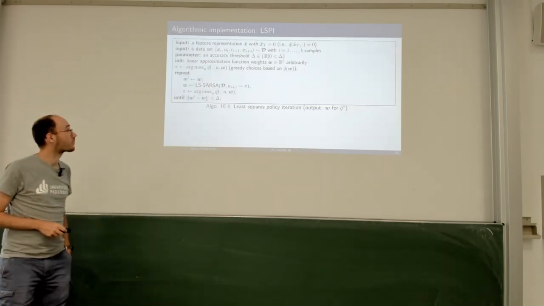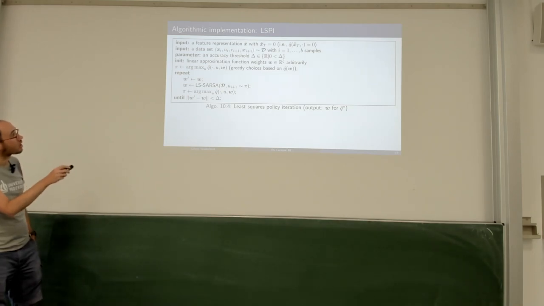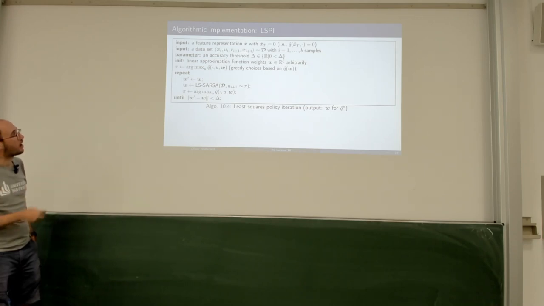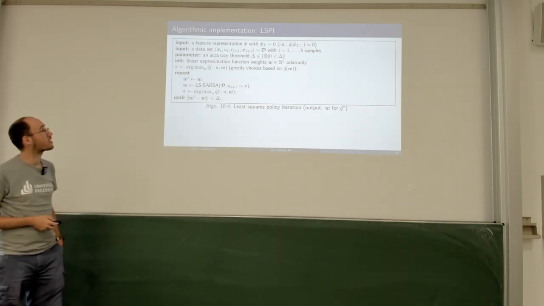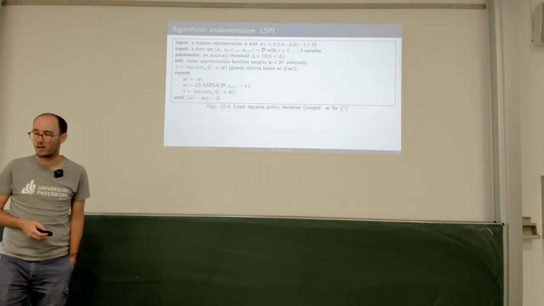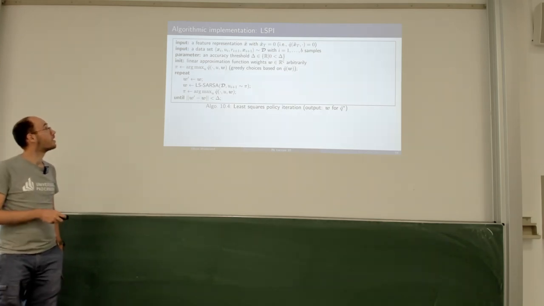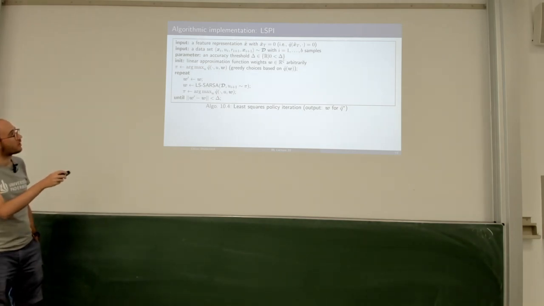If we put that together in a simple algorithmic implementation, what do we need? We need a feature representation, so our feature engineering vector. We need a data set from our offline generated data. We might introduce an accuracy threshold if you're interested in some learning tracking. So if our learning process has come to an end, we basically also end our learning algorithm. And we will initialize the weights of our linear function approximator more or less arbitrarily. And from these initialized parameter weights, we can then derive a policy, for example, by greedy choices based on Q.